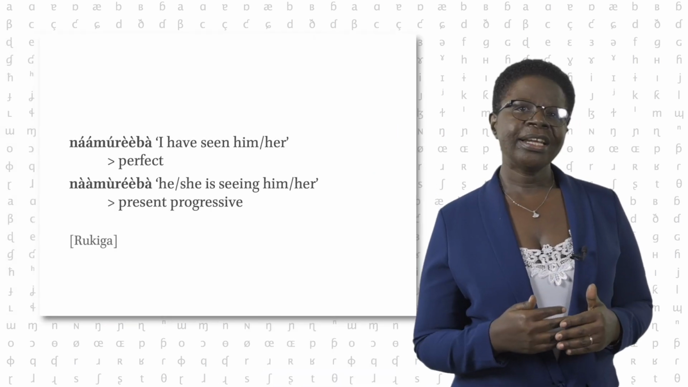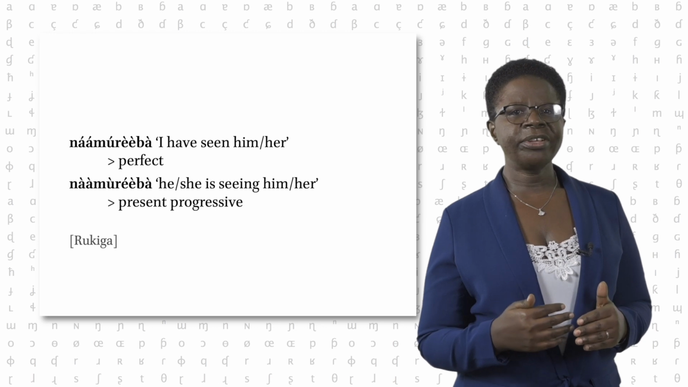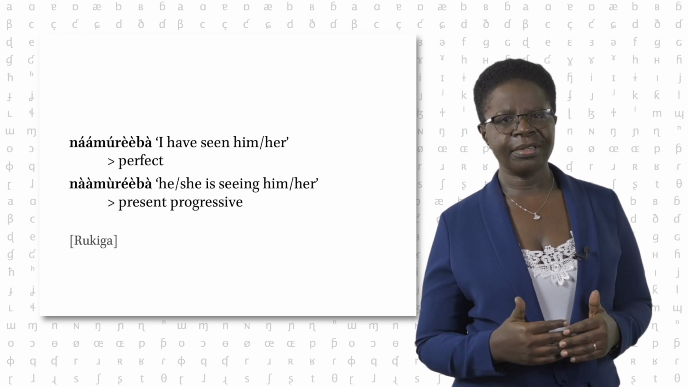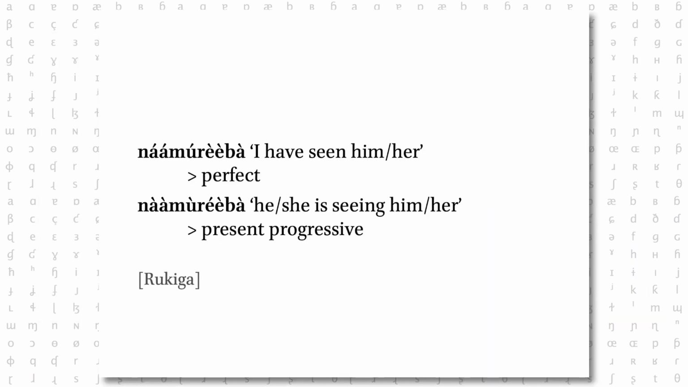Tone languages can also use tone to make different grammatical structures. In Ruchiga, the difference between the perfect and the present progressive is made with tone. Namureva, I have seen him or her. Namureva, he or she is seeing him or her.